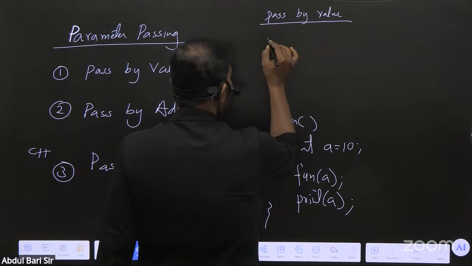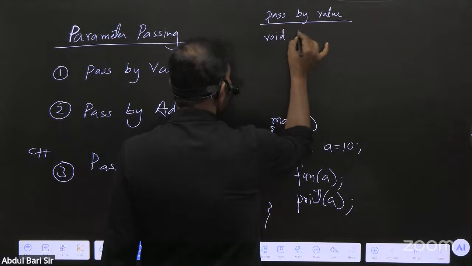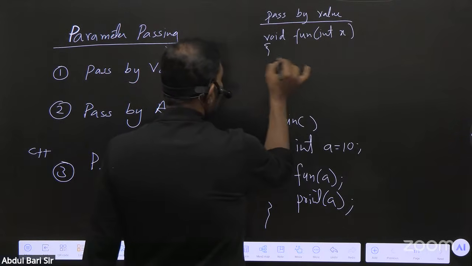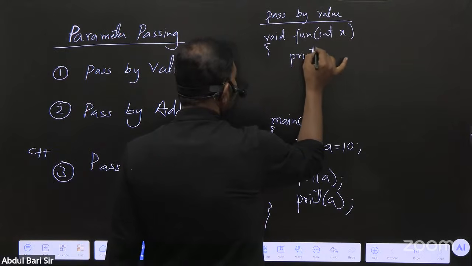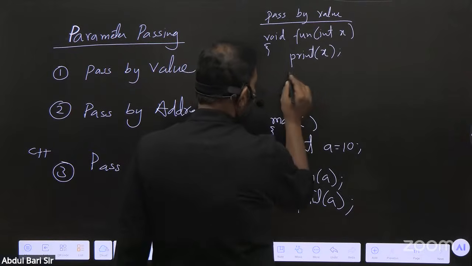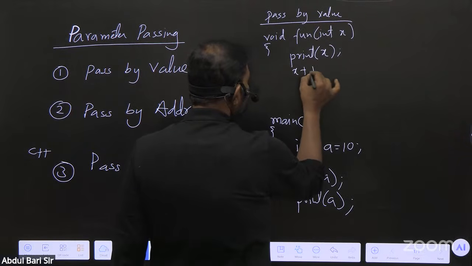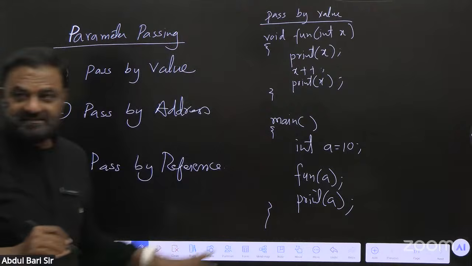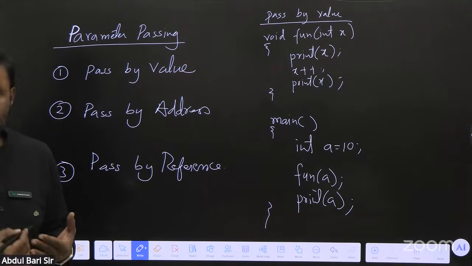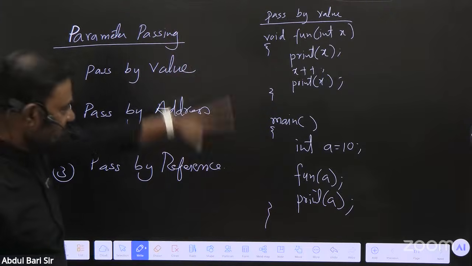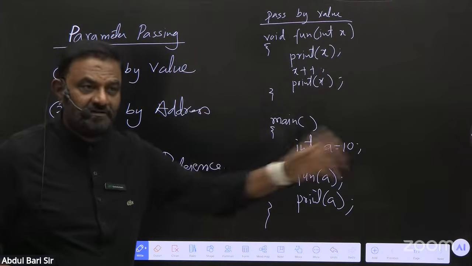So this is a function. I'll write void fun, which takes a parameter x, and it will print x. I'm not writing the complete printf; it means printf percent d, x. Then it will do x plus plus, then again print x. Now, this is just an example piece of code to explain call by value. I will explain the working of the code, and then what happens at the back.